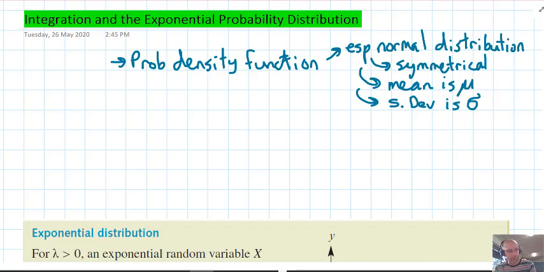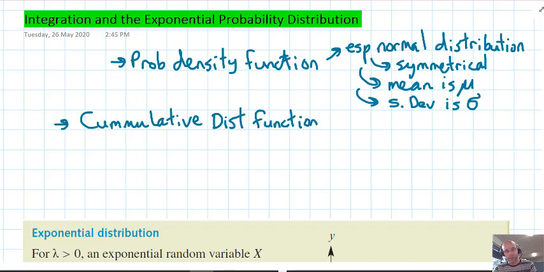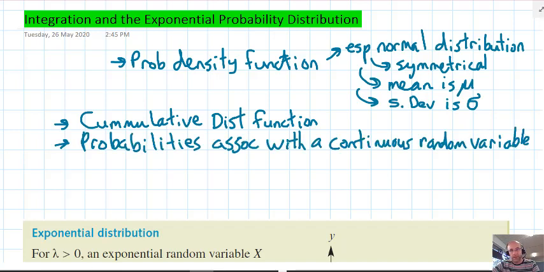hopefully you've studied to some degree before, and in particular the probability density function concept, in particular the normal distribution, which is symmetrical in shape. It has mu as its mean, and the standard deviation is sigma. Also, hopefully prior learning has included the cumulative distribution function, and you've studied probabilities associated with a continuous random variable.